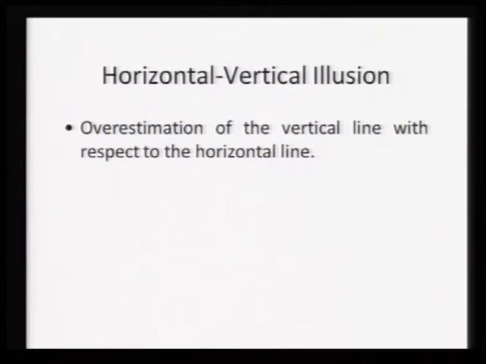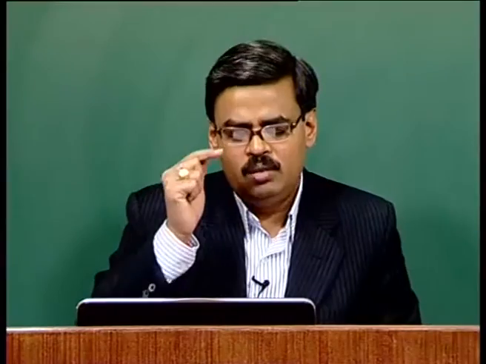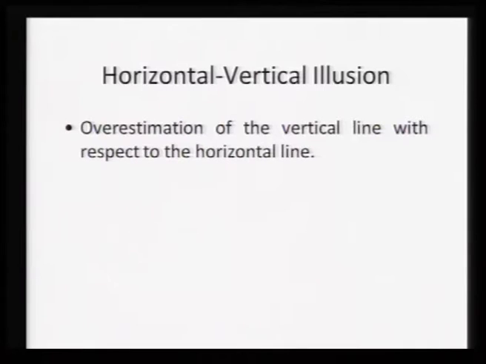This type of illusion will come into being when you have something that is horizontally placed and something that is vertically placed, and although the actual lengths of the horizontal and the vertical lines are the same, there is always a tendency that has been seen in human beings to overestimate the length of the vertical line. So, overestimation of the vertical line with respect to the horizontal line is another interesting form of illusion.